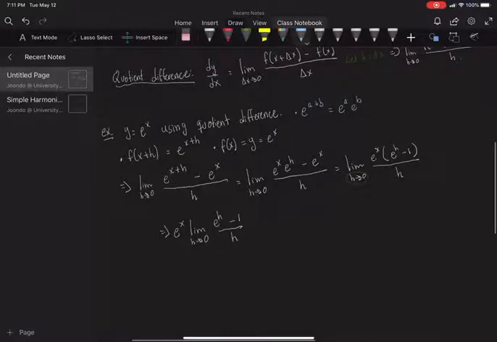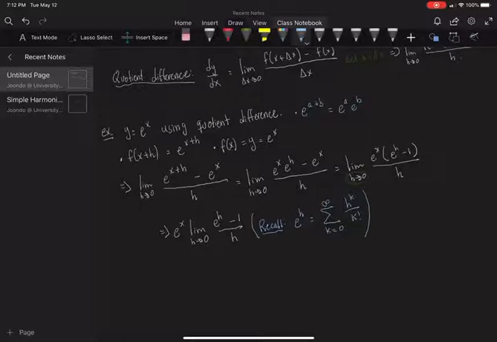But we can recall the Maclaurin expansion, or the Taylor expansion centered at 0. So recall that e to the h is equal to the sum as k goes from 0 to infinity of h to the kth power over k factorial. Okay?